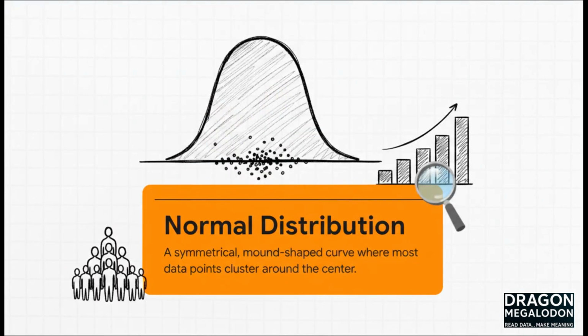And you'll find there are a few key profiles that you see over and over again. First up is the famous normal distribution. It's that classic, symmetrical, bell-shaped curve. Think about things like height or test scores.